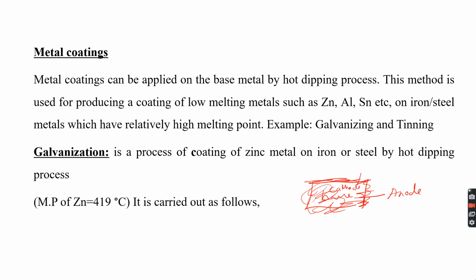The metal coating can be applied on the base metal by the hot dipping process. This method is used for producing a coating of low melting metals. It is particularly applied for low melting metals like zinc, aluminium and tin on iron or steel, which have a relatively high melting point. That is, the base metal may be iron, whereas the coating metal may be zinc. The process examples may be galvanization or tinning. I'll take only the galvanization process. It is a process of coating zinc metal on iron or steel by the hot dipping process.